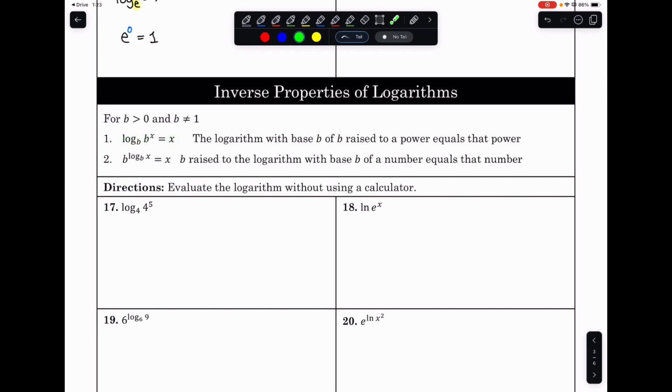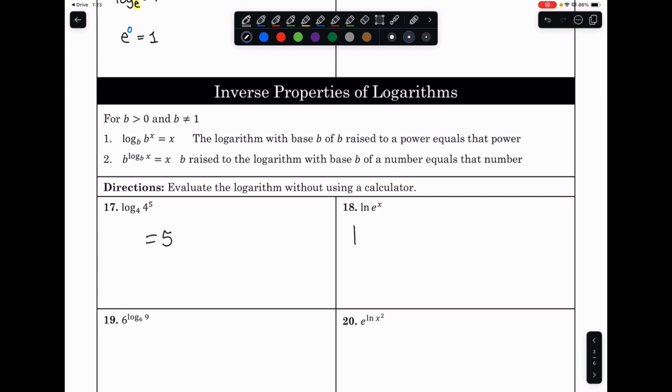And the same thing if it's the other way around. If I get b and I raise it to a log with the base of the number, it equals, again, just whatever that number is. So if this base and this base are the same, these two things cancel each other out, and they're going to equal that value right there, that x right there. So like in this situation, notice the base of the log and the base of this exponential expression are both the same, 4 and 4. So that means that these are going to cancel each other out, and this is going to equal 5.